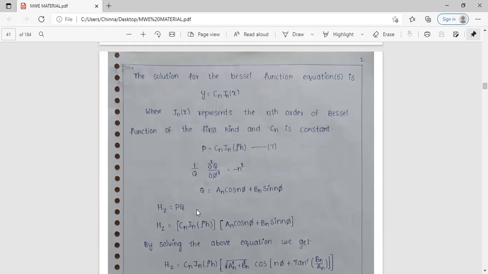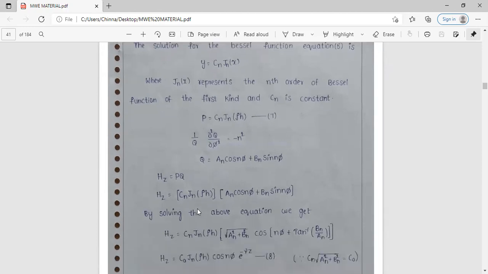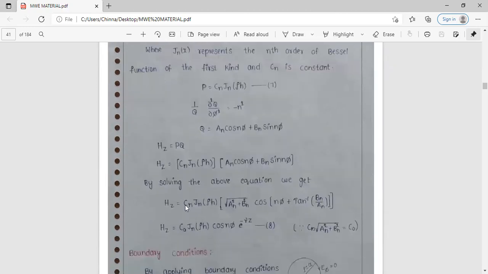So Hz is equal to PQ, so we know the P term and the Q term. So finally we can write that Hz is equal to Cn Jn(ρh) into (An cos nφ + Bn sin nφ). By solving the above equation, we can obtain that Hz is equal to Cn Jn(ρh) into square root of (An² + Bn²) into cos(nφ + tan⁻¹(Bn/An)). That is the expression for the Hz.